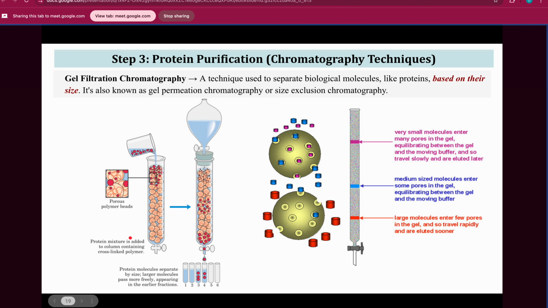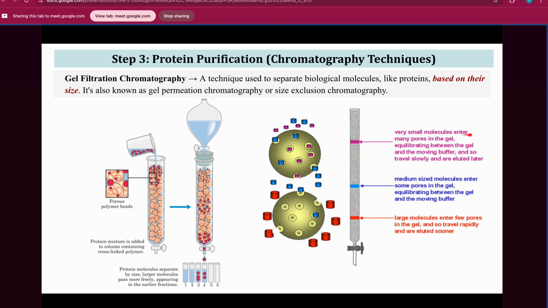As you can see in this figure, we have a column containing porous polymer beads. These beads have small pores. As soon as you enter the protein mixture into this column, the smaller protein molecules will enter the pores and get trapped in these beads. The proteins which are larger in size will elute out first because they won't be able to enter the pores. They simply pass down through the beads.